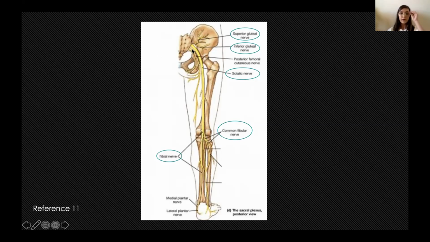And as we follow further down the chain, you can see our giant sciatic nerve, and we can imagine that our hamstring muscles will be here getting innervated by that nerve. And then a little bit further down, we can see those two main branches, tibial and common fibular.